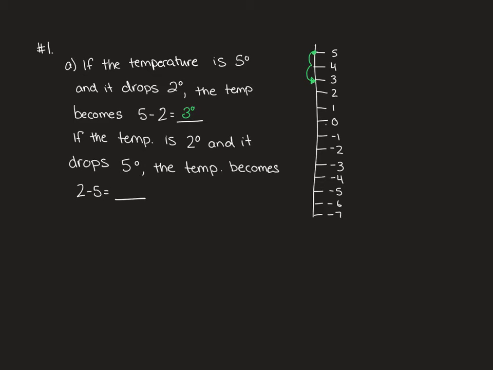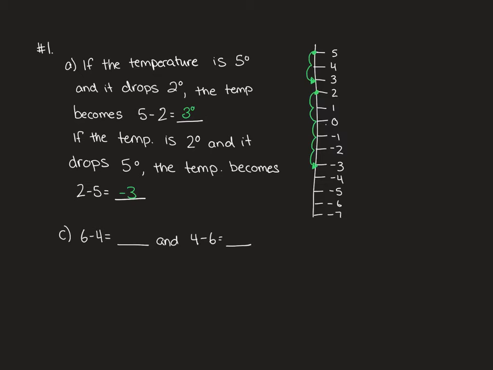They might also ask you the reverse of these numbers. So if the temperature is 2 degrees and it drops 5 degrees, the temperature becomes 2 minus 5. So this time we would start at 2 and we would go down 5 degrees. 1, 2, 3, 4, 5. And we would end up at -3.